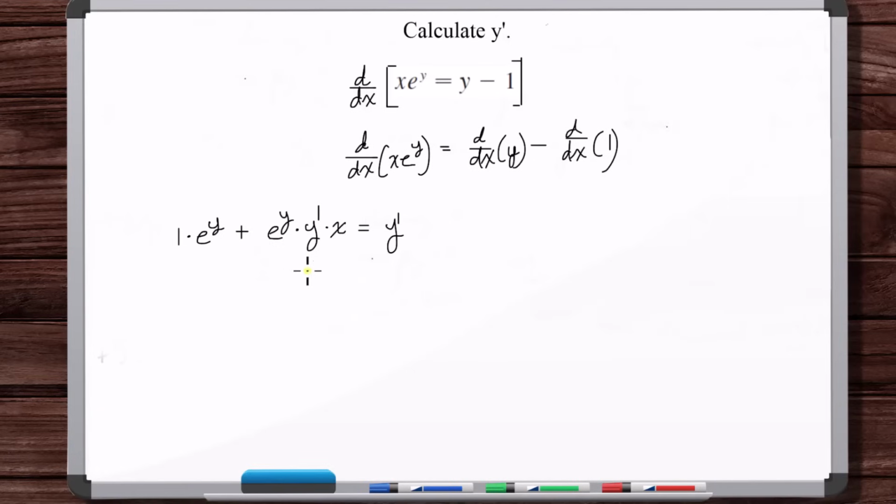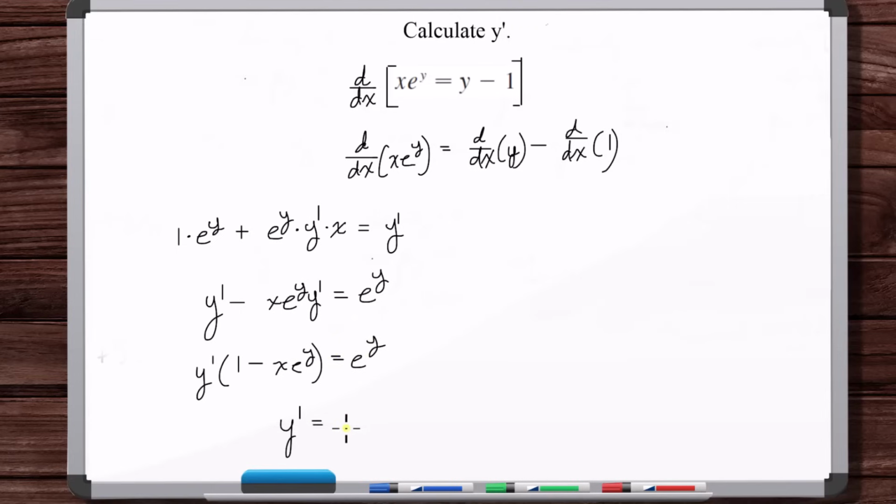So now let's solve for y prime. Let's bring all the y prime terms to one side. Now factor out y prime. So y prime is, and that's the derivative.